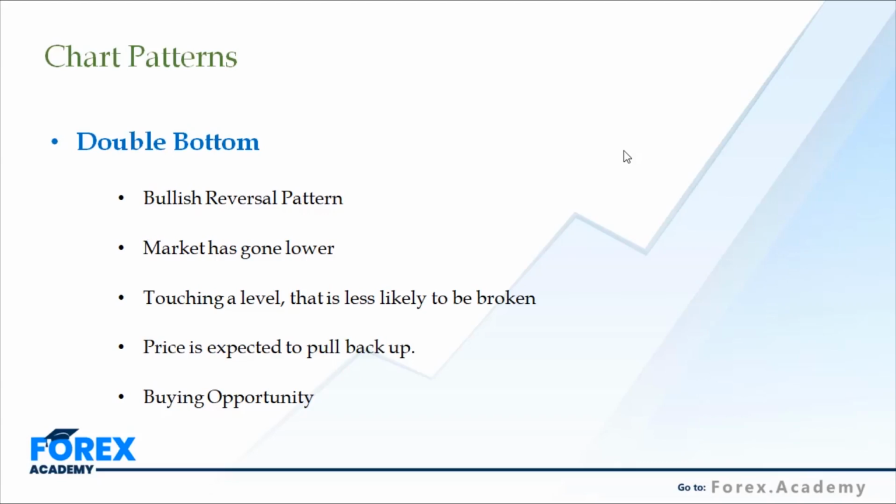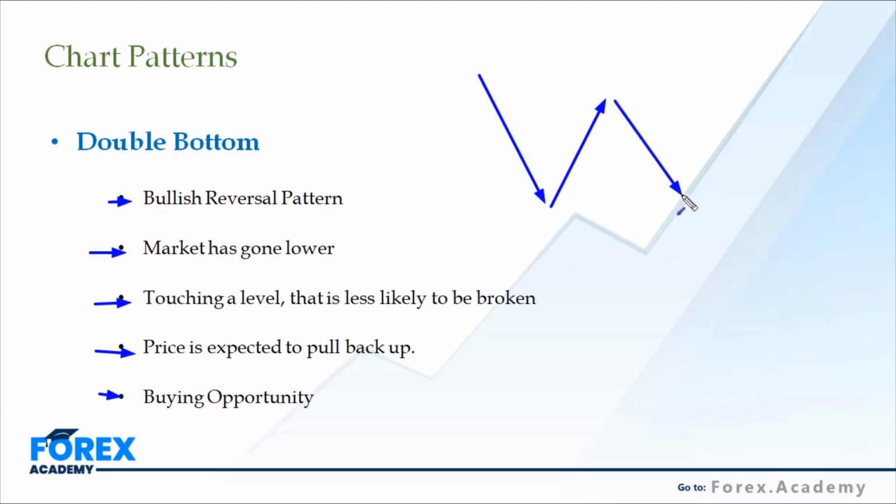Likewise, the double bottom pattern is exactly the opposite of the double top pattern. The double top pattern was giving us the selling opportunity, but the double bottom pattern is likely to give us the buying opportunity. So it is called a market reversal pattern. The market has gone so much lower, and the market is touching a level that is less likely to be broken, and the price is expected to pull back. So this is a buying opportunity for us. Let's do this here. The market fell down, gave us a pullback.